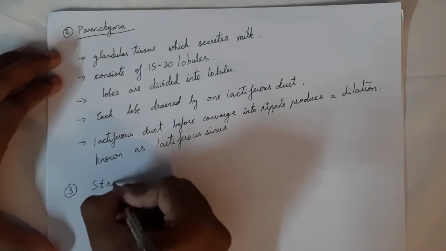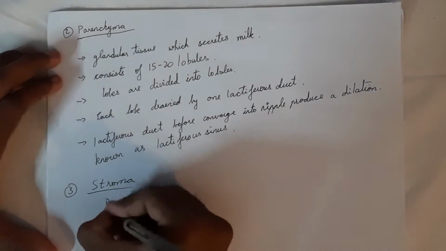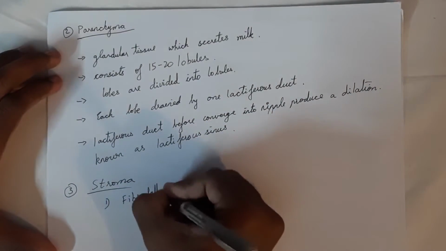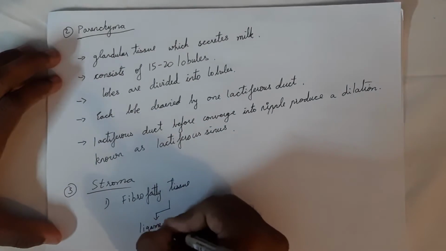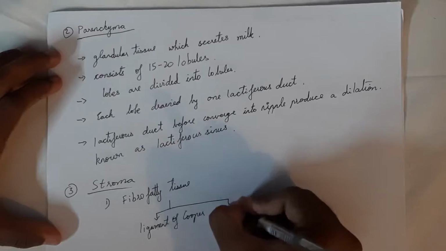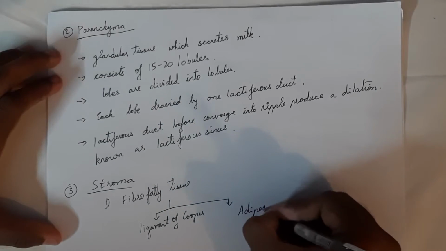And now we move on to the stroma. The stroma contains fibrofatty tissue, which has the ligament of Cooper and adipose tissue. The ligament of Cooper provides structural support to the breast.